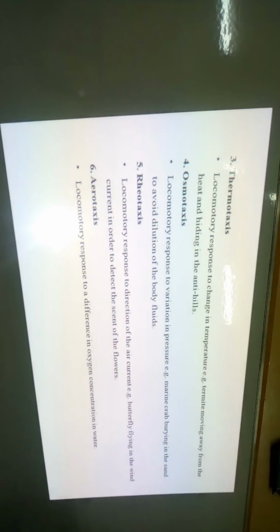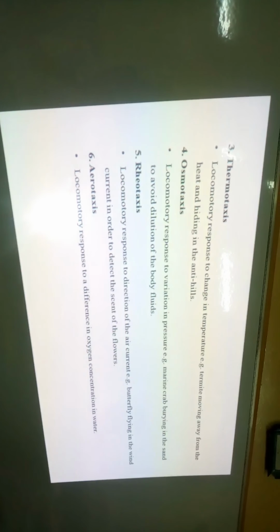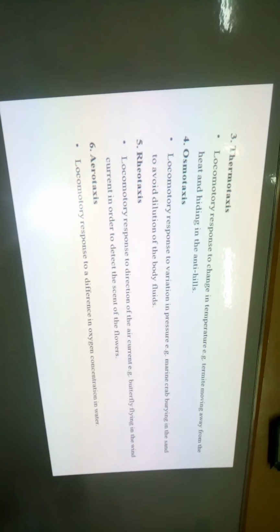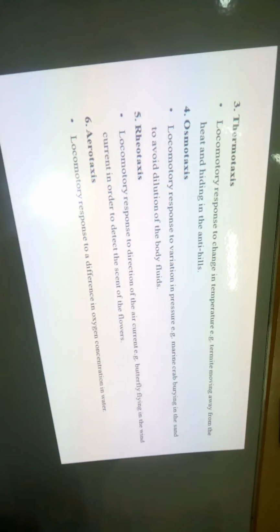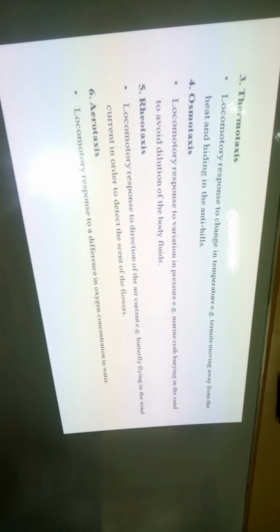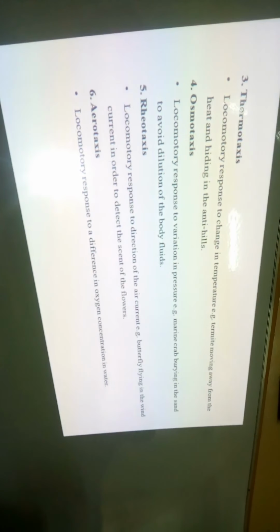Next tactic response is thermotaxis. What is thermotaxis? A locomotory response to change in temperature. Temperature here is the degree of hotness or coldness of a place. So when the temperature increases or is extremely low, there will be a locomotory response. Termites moving away from the heat and hiding in the anthill is an example of negative thermotaxis.